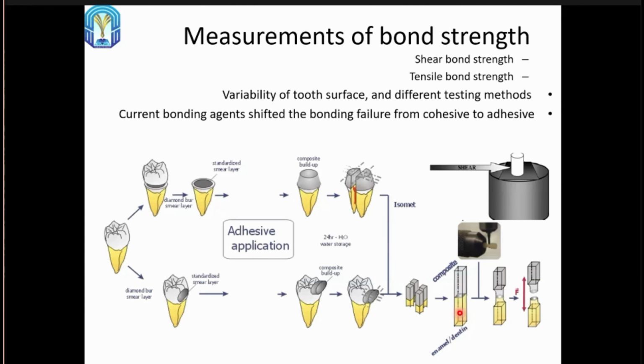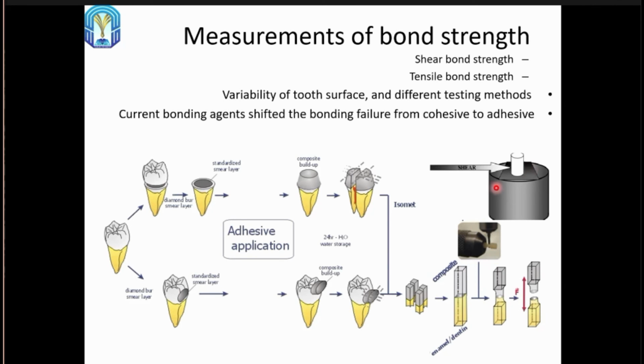So in the tooth structure indicated by yellow, we have enamel or dentine, and here we have composite filling material. Here we have the bond. So we will apply force to test how much force is required to fail this bond. So that will be our bond strength.